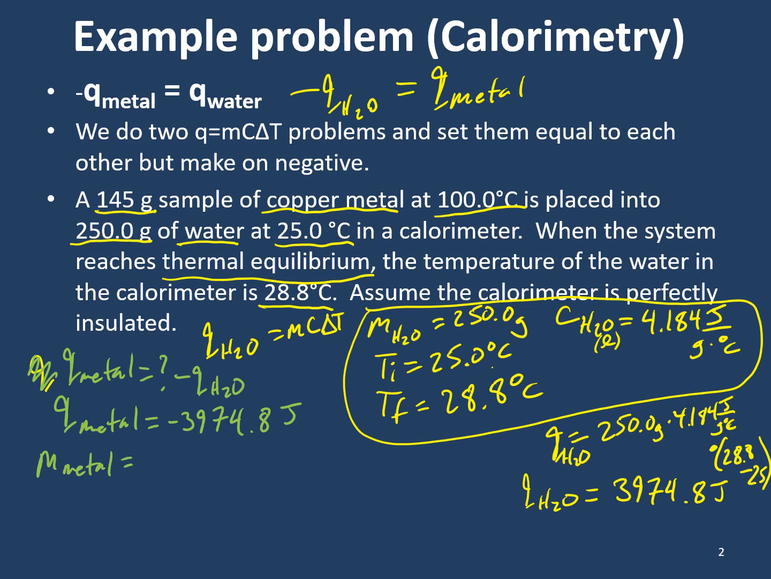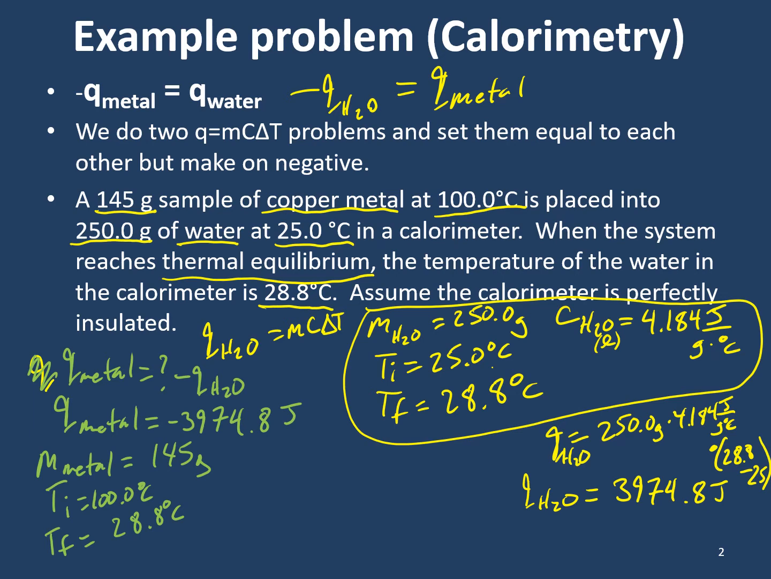I know the mass of the metal. That's equal to 45 grams. That was given in the problem. I know the initial temperature of the metal, Ti, is equal to 100.0 degrees Celsius. And I know T final, because at thermal equilibrium, both the metal and the water have to have the same temperature. So T final is 28.8 degrees Celsius.